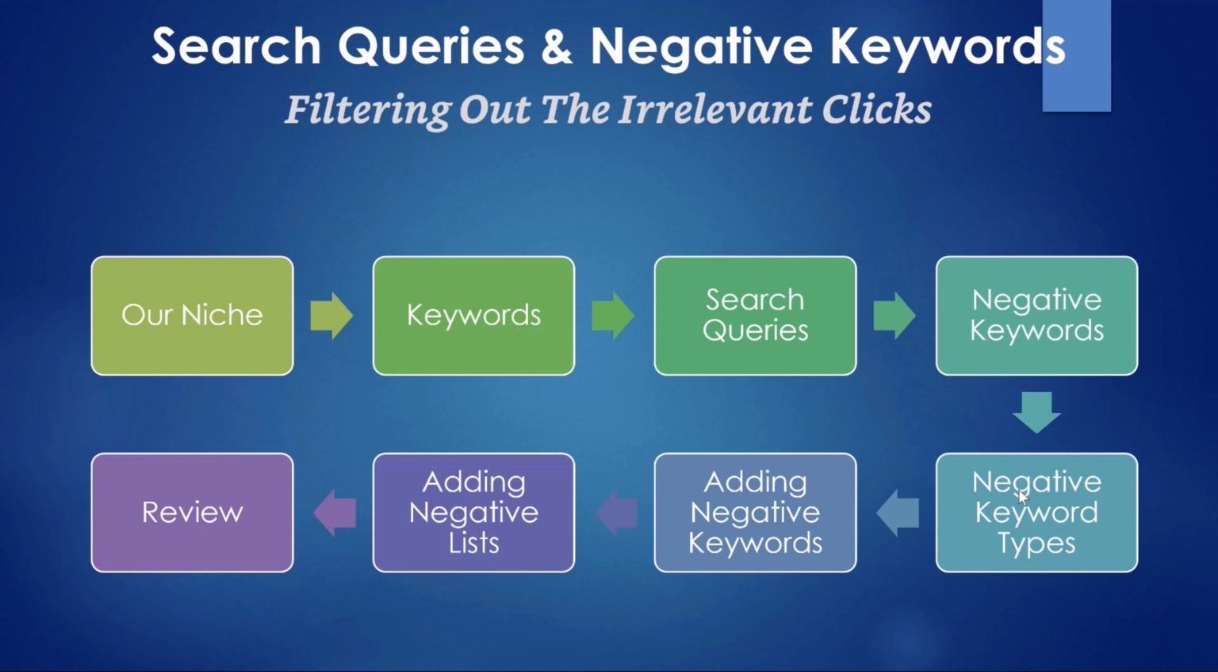We're going to learn the difference between the negative keyword types. So you still have broad match, you have broad match modifier, you also have phrase and exact match. We'll focus on adding the keywords and then creating negative keyword lists and then a quick review. Okay, so let's go ahead.